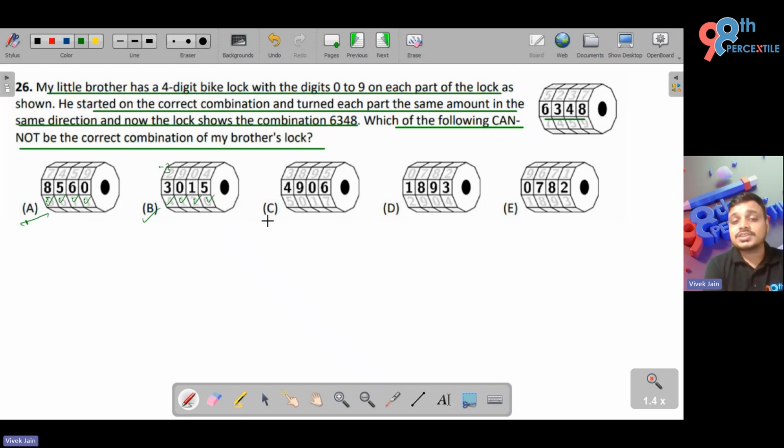Now we move to option C, and I can see that 6 and 4 have a difference of 2. So if I'm assuming 4 is correct, 3 minus 2 should give me 1, right? But I see that there's a 9. So that means instead of going backwards, it is going ahead, right? And that does not qualify with the statement over here. It says each part is turned the same amount in the same direction, which is not happening in C. So that means C is our culprit, and we need not look any further because that's the only option we were looking for, right? So C.